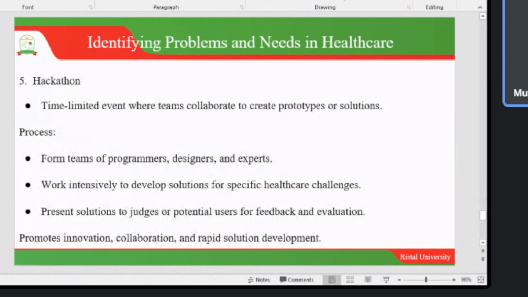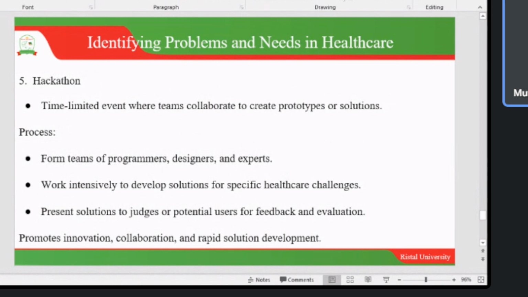Okay, then the last way of identifying these problems is through a hackathon. So a hackathon is basically a time limited event where teams collaborate to create prototypes or solutions. So in these hackathons, it is a common practice that a team of judges will come up with a problem that has been identified maybe through research about the healthcare setting.